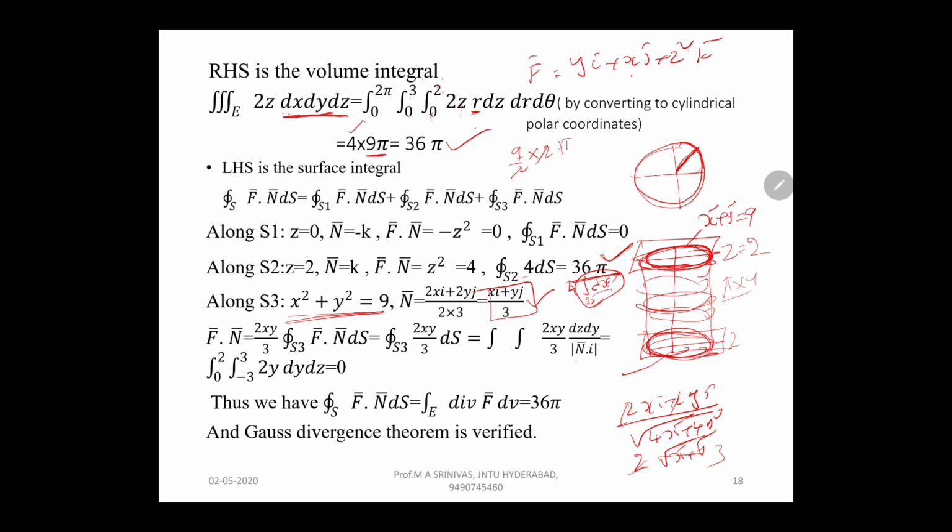If I take dx dy here, in the denominator what should I write? I should write dx dy by n bar dot k bar. But if I write dx dy by n bar dot k bar here, the problem is, what is your n bar? This is my n bar. What is n bar dot k bar? I am getting 0. Therefore, in the denominator I am getting 0. Therefore, I am not taking the projection on the xy plane.